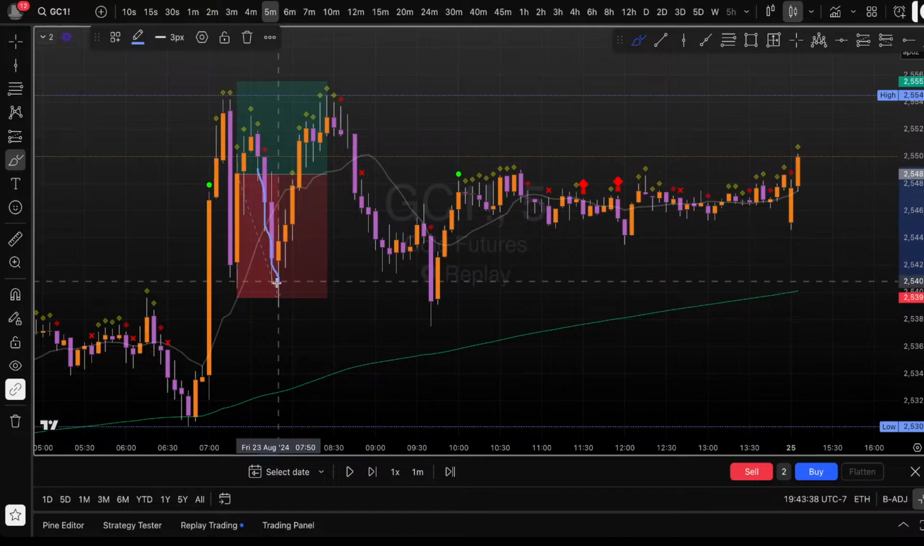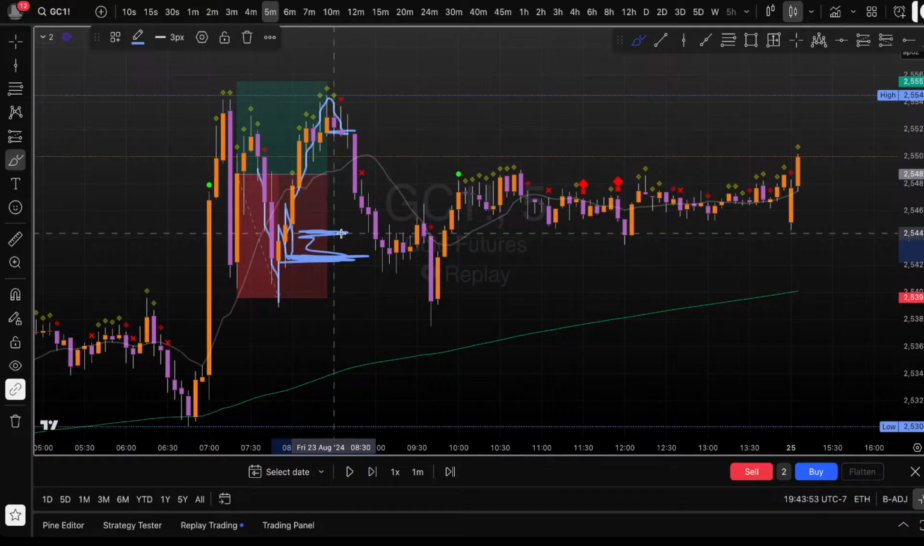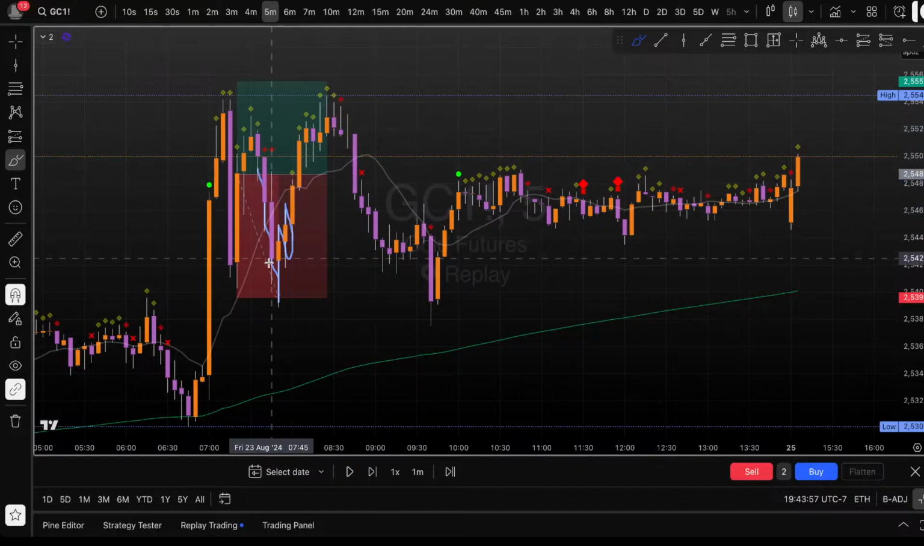We watch it come down here, come back up with another beautiful candle like this. We can get back into that long. And then we start seeing it come down. We take profit. We put a stop loss somewhere here. And she stops us out again. But we're up.